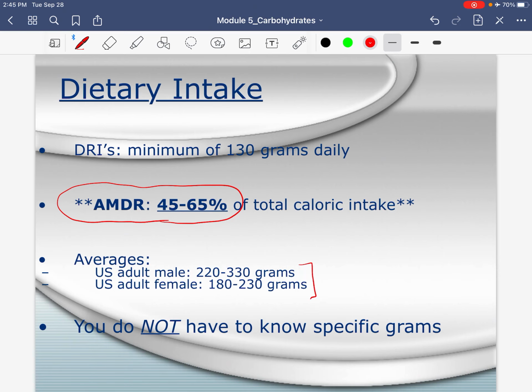Here are some averages in grams, but I am not going to have you know those grams because it really is dependent upon your age, height, weight, and activity level. But you should know the range.